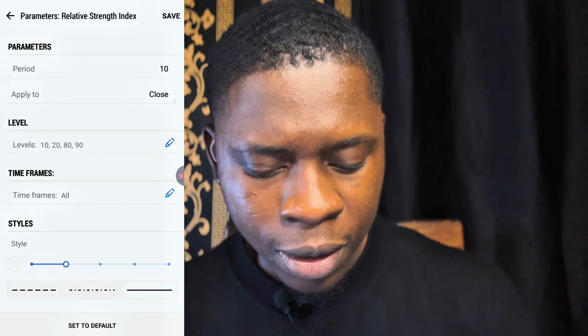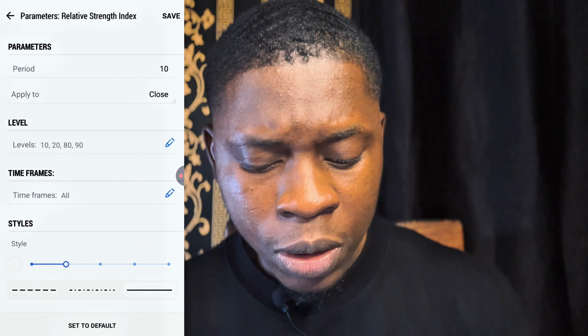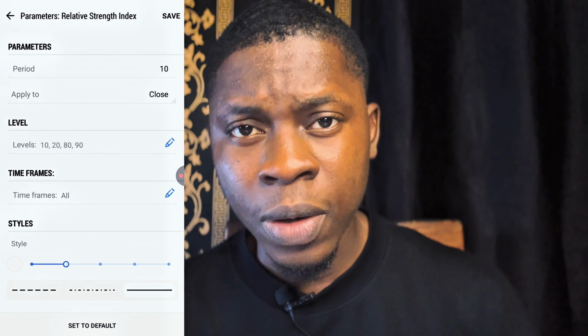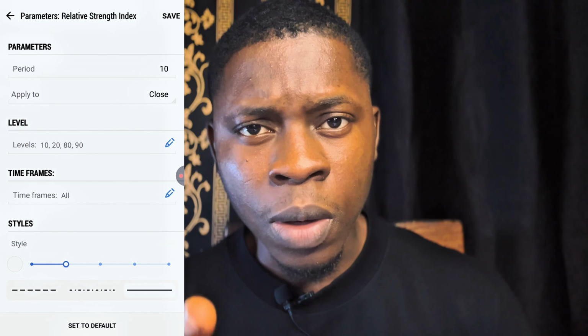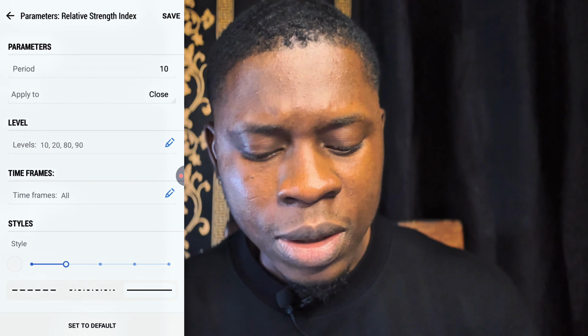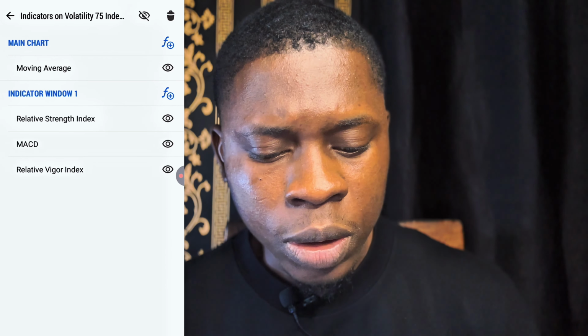Then the style right here, as you can see, you put the color to white, which is the background of your screen. So if you're using a black background, you're going to set the background to black as well. Then for the style, you put that on 2 pixel with this trend line. Then you click on save.